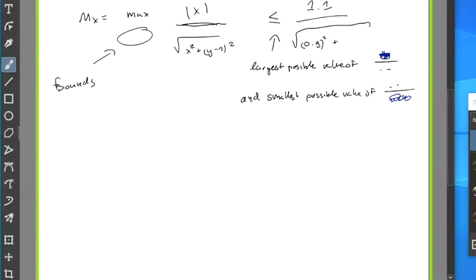And how small can we make y minus 1 squared? Well, y goes between 0.9 and 1.1 also. So if we choose y equal to 1, we get the smallest value. So we can actually make that square be a 0 squared. So a bound for mx is 1.1 over 0.9. Observe that the square root and the square cancel each other out here.